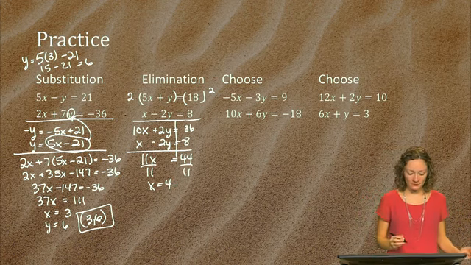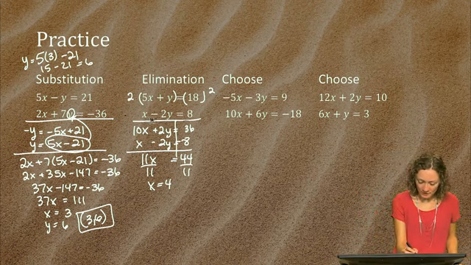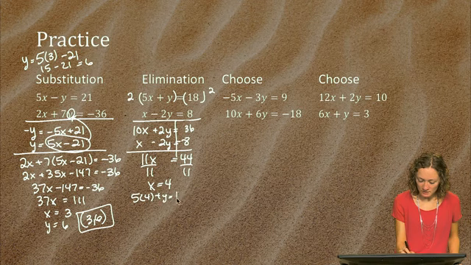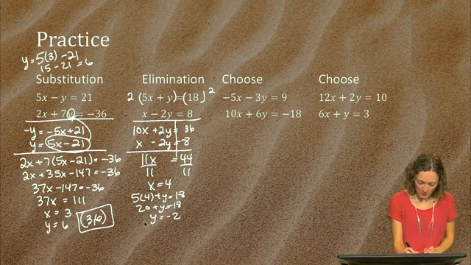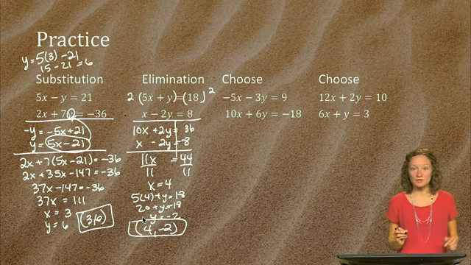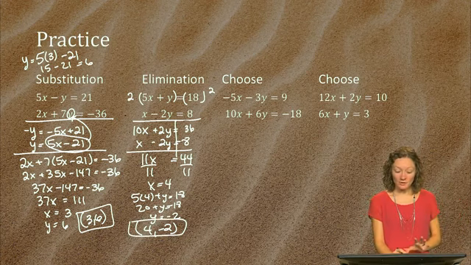So plug it back in, find the corresponding y. I'll go with this one. 5 times 4 plus y equals 18. 20 plus y equals 18. Y equals negative 2. So the ordered pair, 4, negative 2. There's your solution for the second one. You should get that no matter which way you went through the problem.